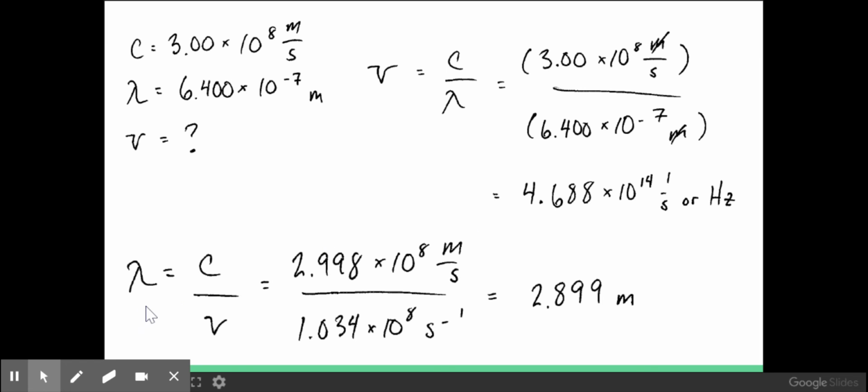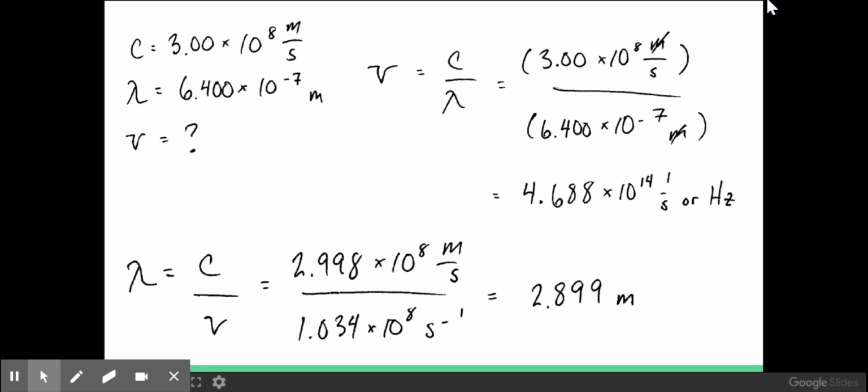For the second question, we had to make sure that we changed our frequency from megahertz into inverse seconds or hertz. So that's the first thing that I did. Then I substituted my quantities into this speed of light equation. I have my final answer, which is 2.899 meters. Radio waves are very long, and their wavelength typically resides within the meter range.